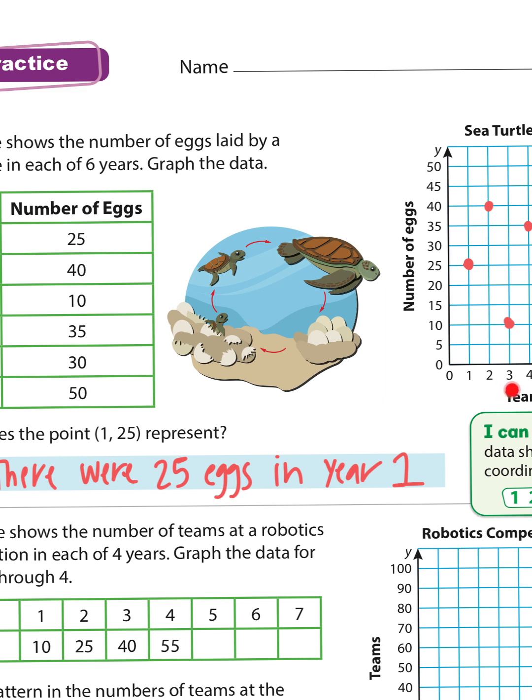You have to be able to tell me that 1 is right here representing my years. So 1 year, 25, what is this over here representing? That's the number of eggs, the y coordinate. My y is talking about the number of eggs. So in 3 years, how many eggs did we lay? 10 eggs. In 5 years, how many eggs did they lay? 30. What year did they lay the most eggs? They laid the most eggs in year 6.